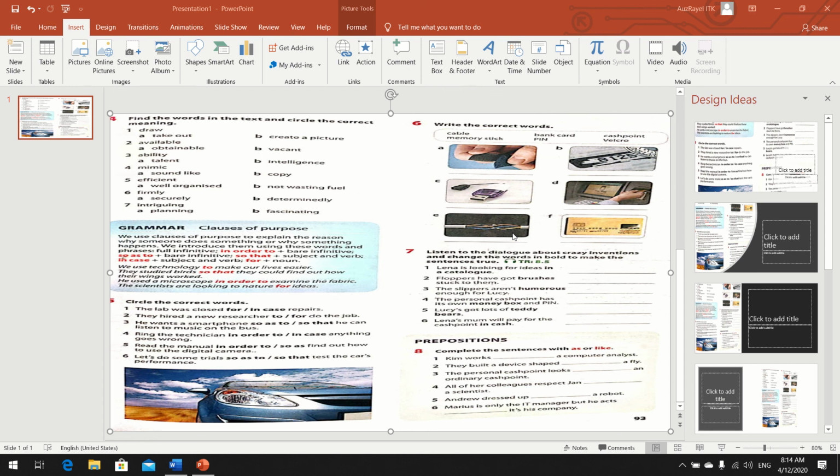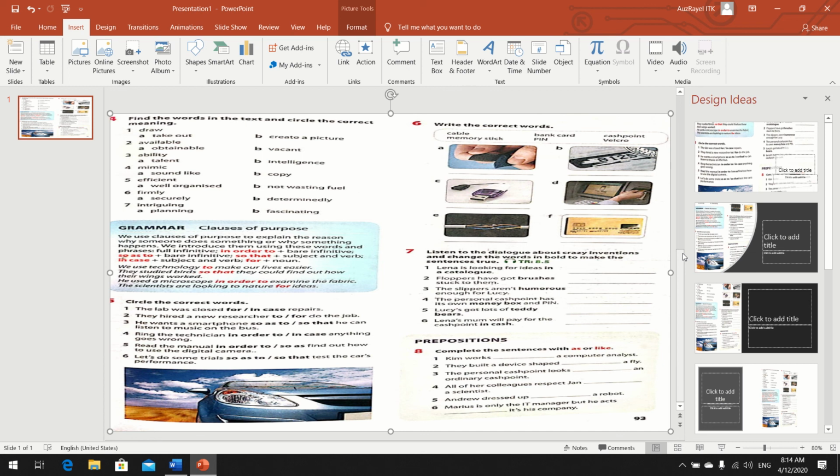E are cables. Cable. Or sometimes we call them wires. Cables or wires. F is bank card. It's the card that we use for the ATM. So A is Velcro, B is pin, C memory stick, D cash point, E cable, F bank card. Next, we are going for prepositions.